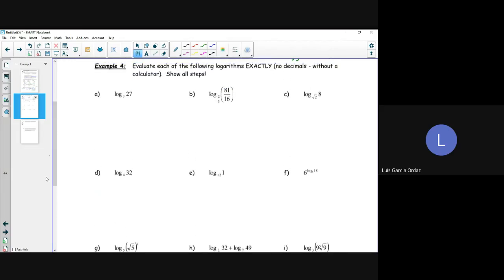Okay, so example 4, we have a bunch of, I guess, easy practice questions. So we need to evaluate each of the following logs exactly. So no decimals without a calculator, and we want to show all of our steps. So the first one we have log base 3 of 27. Can anyone tell me what the solution is for that?